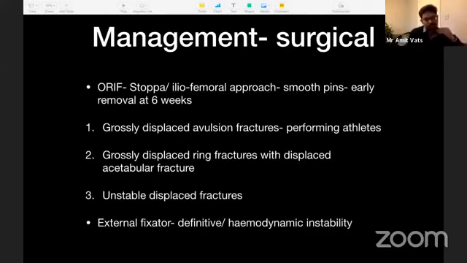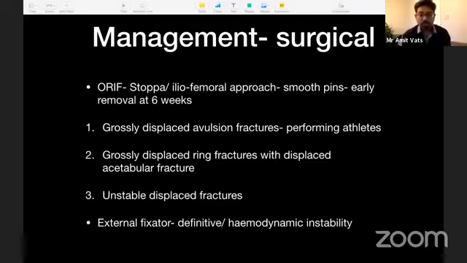Surgical management, again, is the open reduction internal fixation technique. The approaches can be Stoppa or ilioinguinal, depending upon what the CT scan shows once the surgery is being planned. But what is different in children is that one should consider smooth pins instead of screws and plates. And if screws and plates are being put in, then consider early removal at 6 weeks.